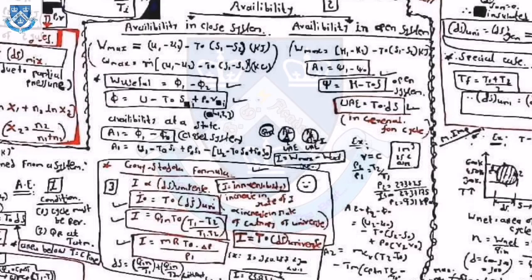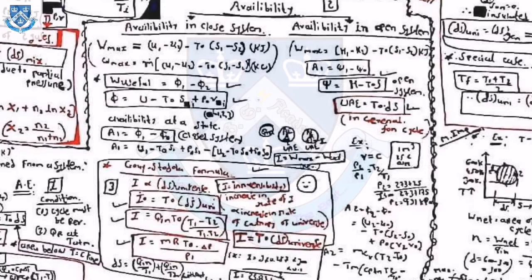Then availability at a state, A1 is equal to phi1 minus phi0, and A1 is equal to U1 minus T0 S1 plus P0 V1 minus U0 minus T0 S0 plus P0 V0. Okay, then I is equal to W max by W actual. So in these charts, where we have used the smiley symbol, that means these tables are very important for the GATE examination.